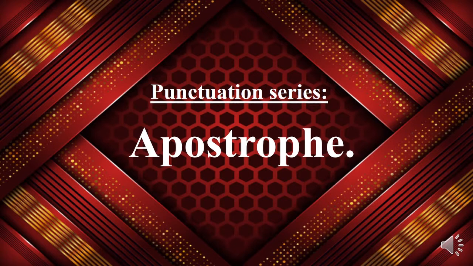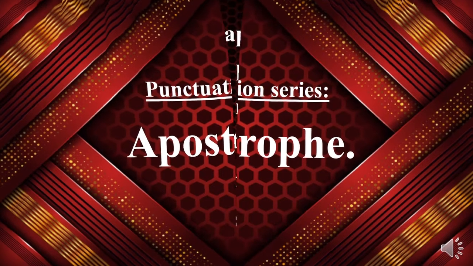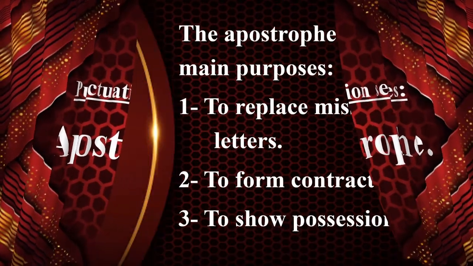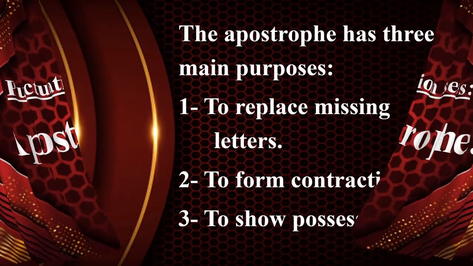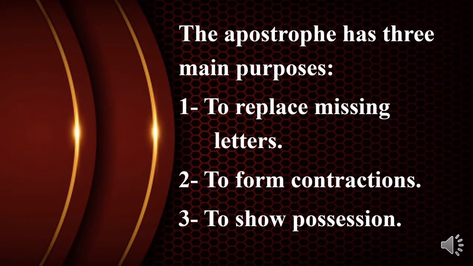Today we are going to discuss the apostrophe, which is related to our punctuation mark series. So let's get started. It is important to know that the apostrophe has three main purposes. First is to replace missing letters, second is to form contractions, and third is to show possession. Let's move forward.